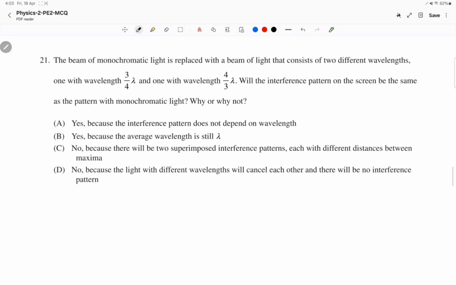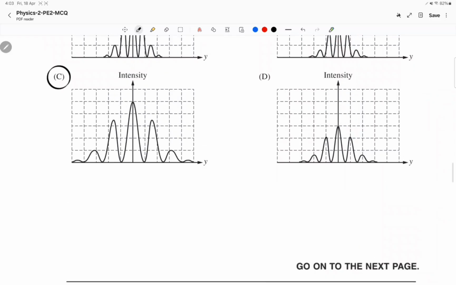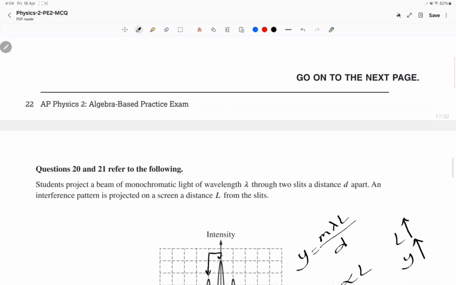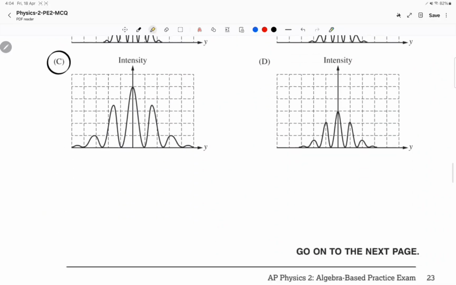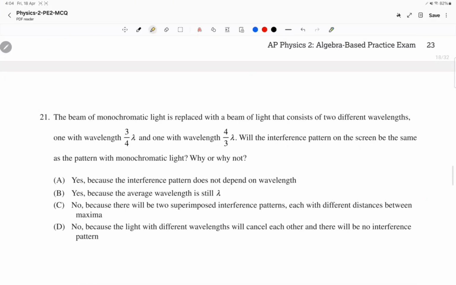21. So if you look back at question 20, we were using light of a wavelength of lambda. But now imagine if you replace that with two lights instead. One is 3 over 4 lambda, one is 4 over 3 lambda. So now what's going to happen to the interference pattern? Will it be the same as before or not? Of course it's going to be different because you went from a single light to now two lights.